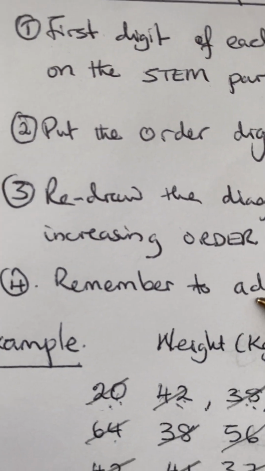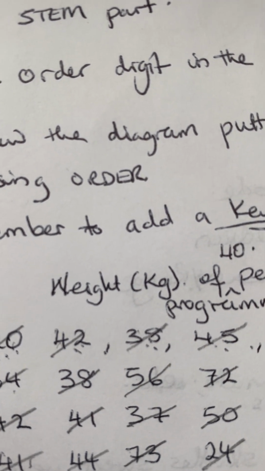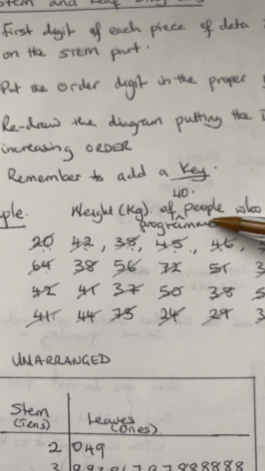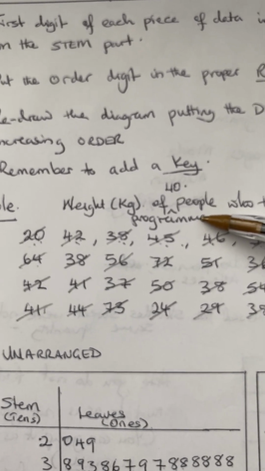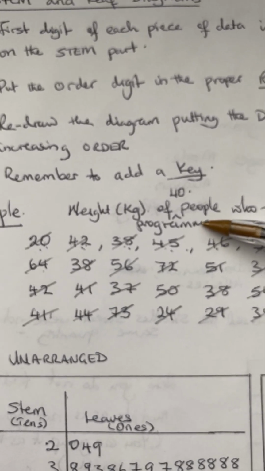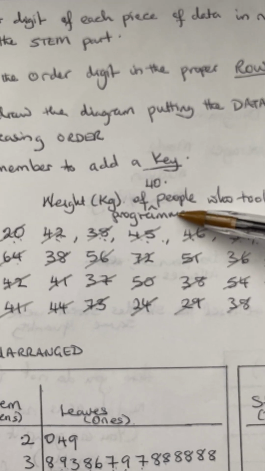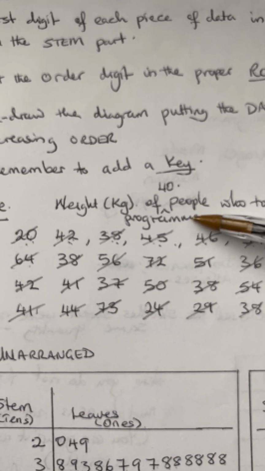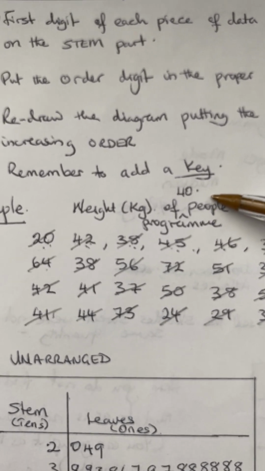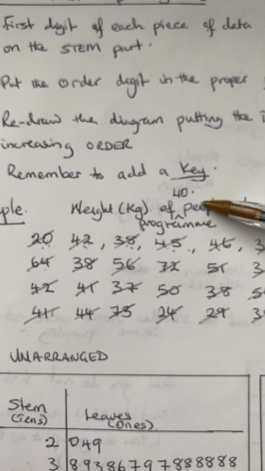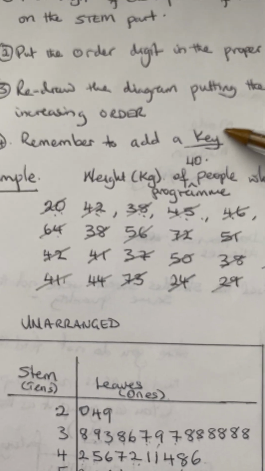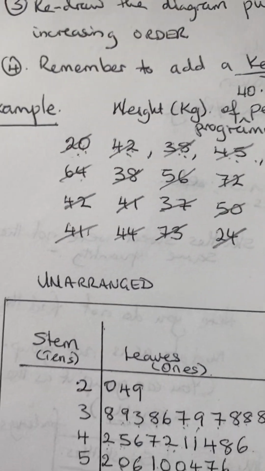Remember to add a key. If you don't add the key, they might or might not penalize you for that. But assume the examiner or the marker doesn't know, so he's just following maybe the marking scheme. So please leave a key. Your teacher might know and write it in your book, but if it's an exam, remember to leave a key. So these are the weights.